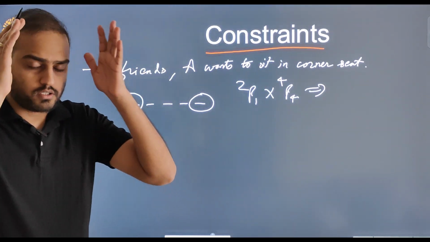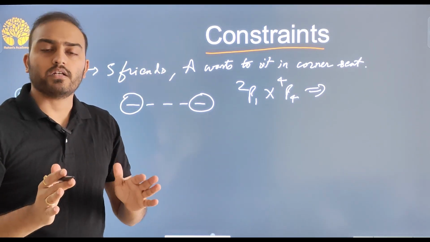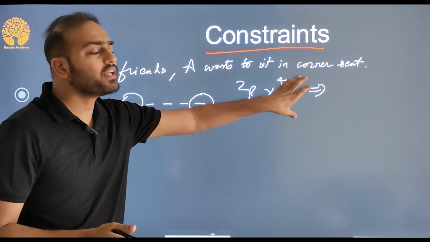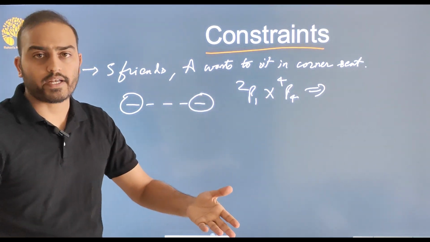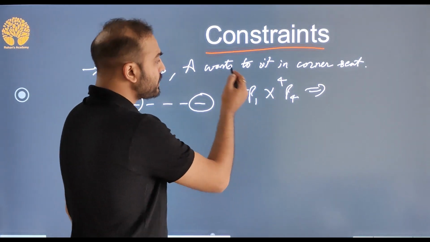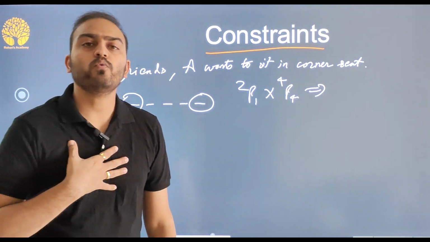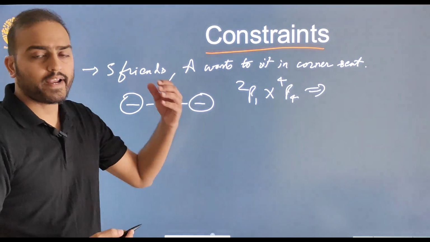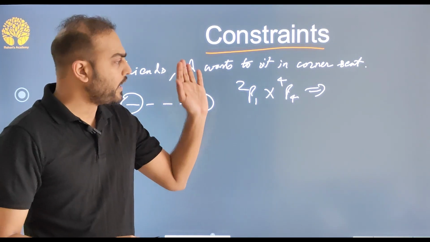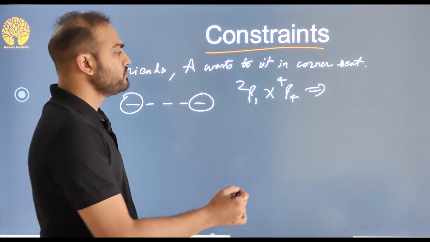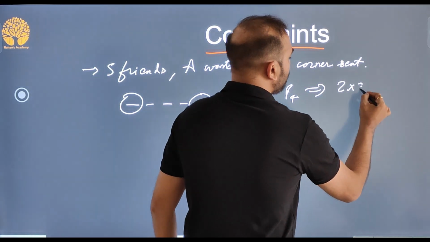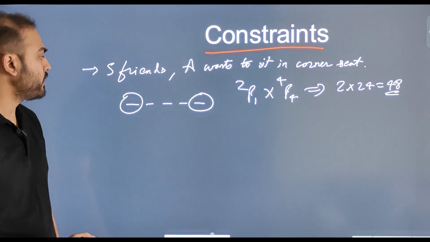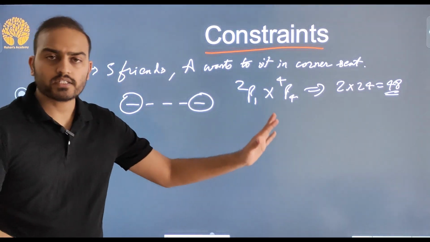So again, the point is, it's all mental. You can solve half of the question mentally, and then we are just putting in these numbers to calculate. So 2P1 comes for A, because I try to get rid of the constraint first, and then I arrange the rest. So this becomes 2 into 24, that's 48.